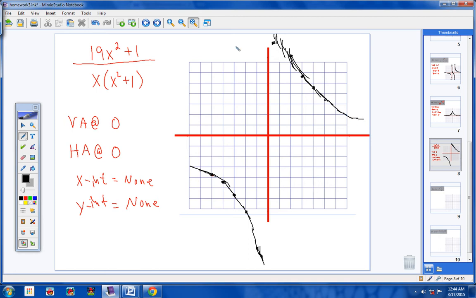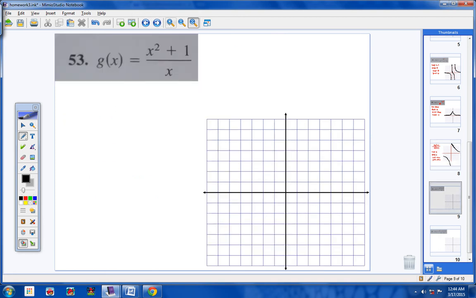Alright, moving on to the next one, number 53, okay? Now first of all, we're going to start off with our vertical asymptotes. If you take the denominator, set it equal to 0 and solve, you'll have a vertical asymptote at 0. Next, there are no horizontal asymptotes because the degree in the numerator is not smaller than the bottom, and their degrees are not the same. Now what we do have is a slant asymptote. The degree in the numerator is exactly 1 more than the denominator.